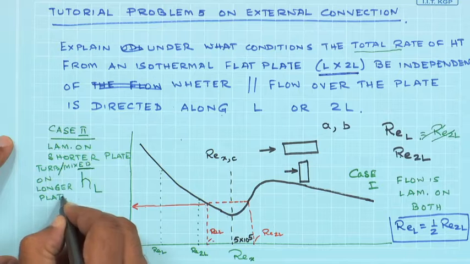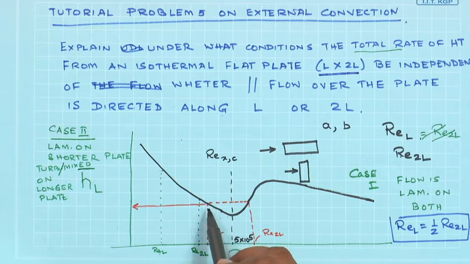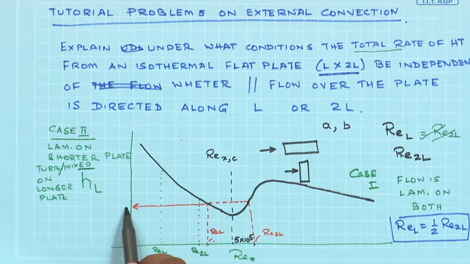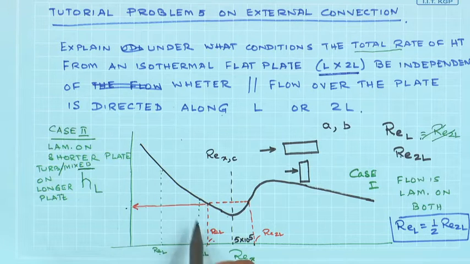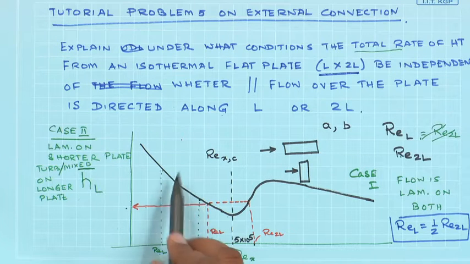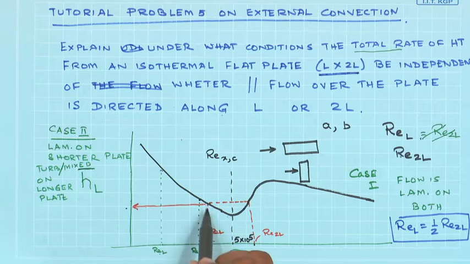So, as the figure suggests, it is possible that I get a situation in which this is half of this, but the nature of the curve would dictate that the value of h bar L in both cases were the same, which was not possible when both were laminar. You are never going to get the value of h bar L in this case to be equal to h bar L, but the nature of the graph suggests that this is possible.